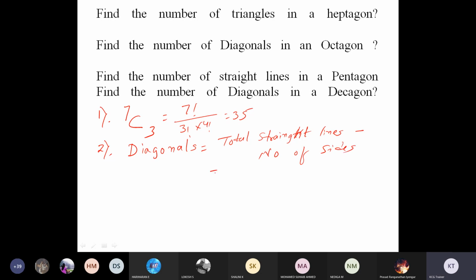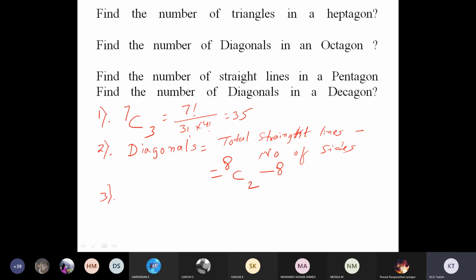What are the total straight lines in an octagon? To form one straight line, we need 2 points. In an octagon, there are 8 points. 8C2 will give you the total number of straight lines. These straight lines include the diagonals and also the sides. And how many sides do we have in an octagon? We have 8 sides. So 8C2 minus 8 will be equal to the number of diagonals in an octagon.